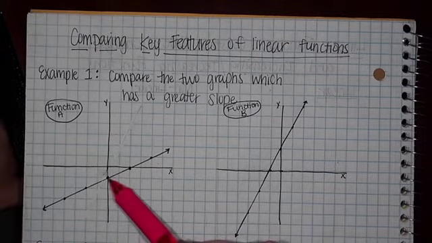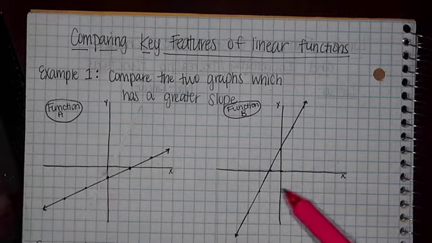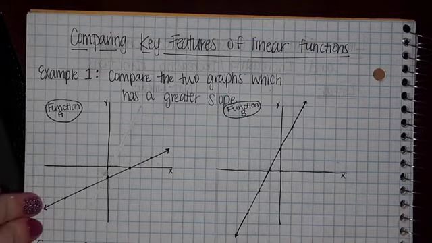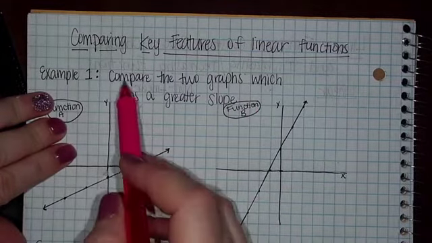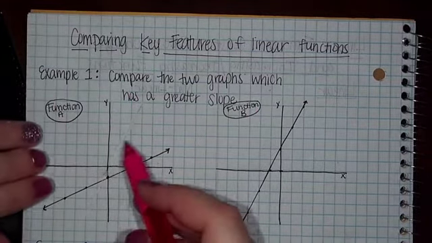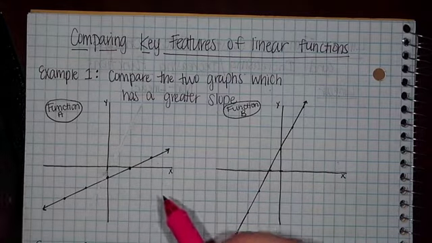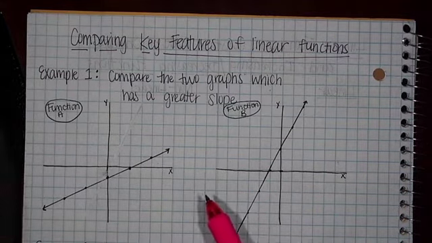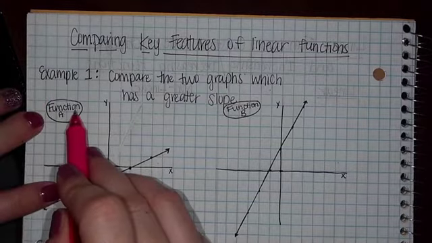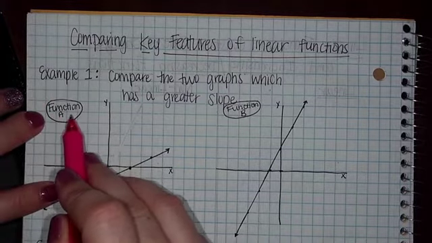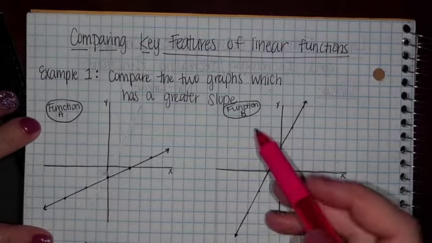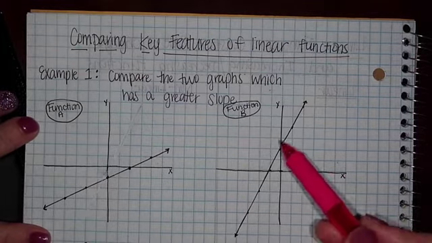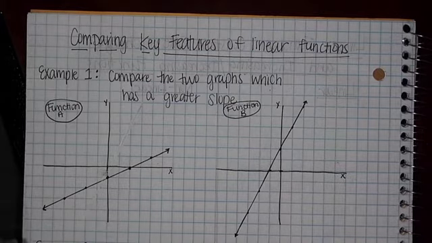Try to make this one look like it has the same slope. Since we are comparing key features of linear functions, we're going to compare them. Just make sure they're close. They don't have to be exact. Okay, so this is function A. Remember, function, that's just a relationship. And then function B, that's just a different named or a different function.